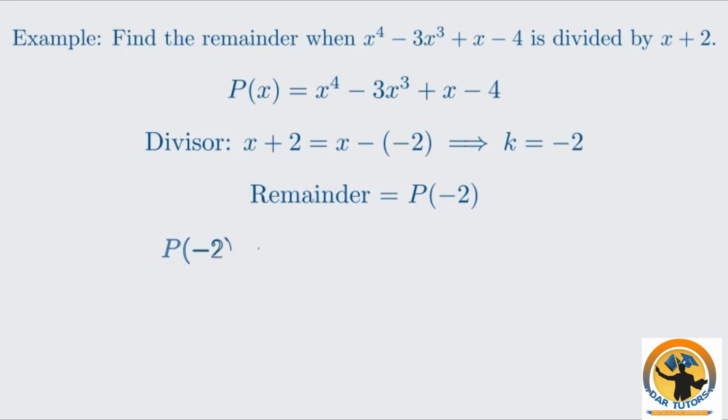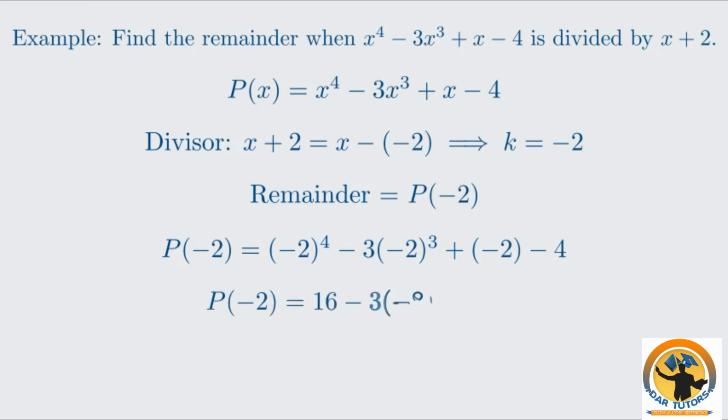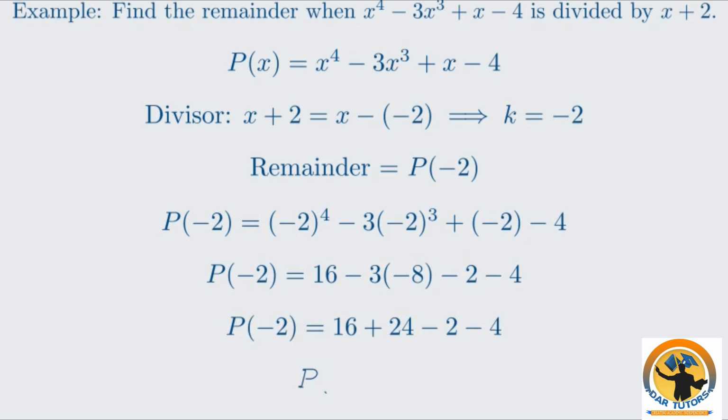We substitute negative 2 into the polynomial. This gives us negative 2 to the power of 4 minus 3 times negative 2 cubed plus negative 2 minus 4. Calculating this, we get 16 plus 24 minus 2 minus 4, which equals 34. Therefore, the remainder is 34. We have now successfully applied the remainder theorem to find a remainder without performing long division. This is a powerful and efficient technique. Now let's tackle a more complex problem involving unknown coefficients. This is a common type of question in IB exams.